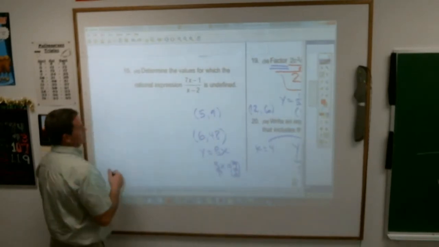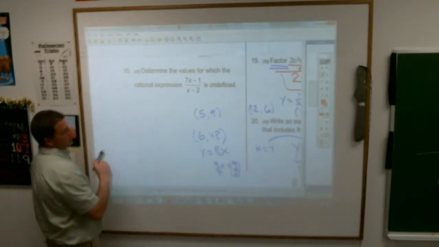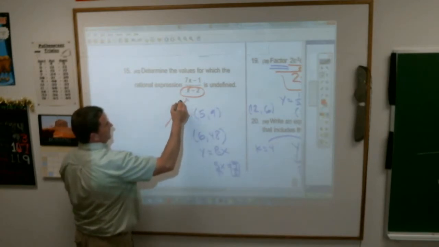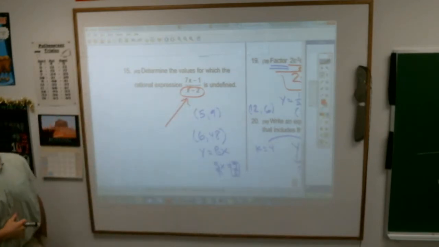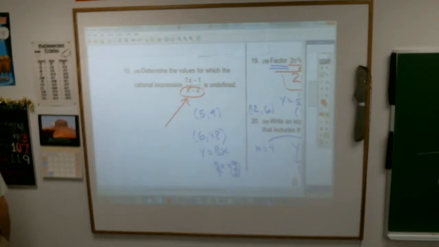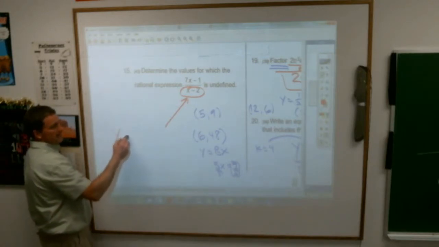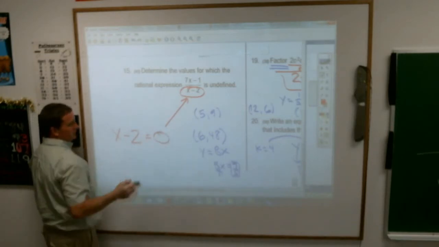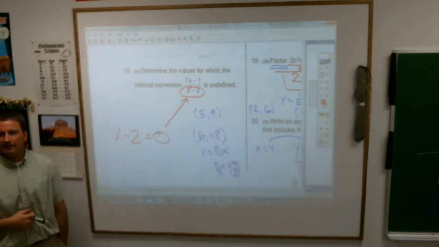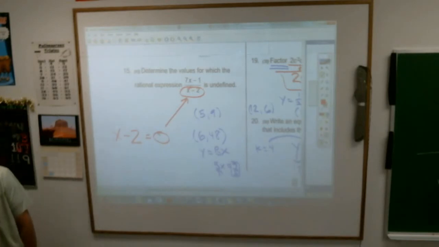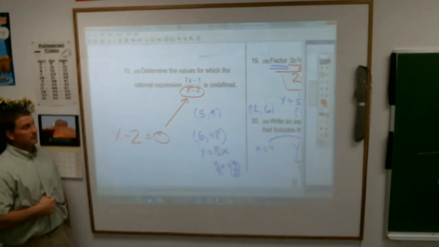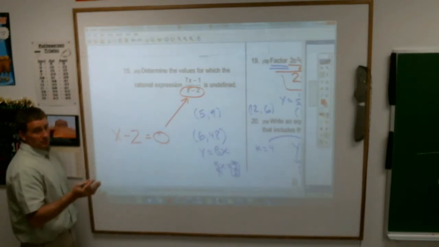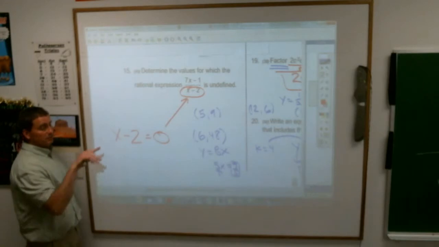When it asks you for which rational expressions is undefined, that means this, Kyle. This whole thing is undefined when the bottom of a fraction is 0. So if you have x minus 2, you want to know when that will be 0, because if it's 0, it can't happen because we're never allowed to divide by 0. You could probably do this in your head, or we could just do it as an equation and solve it. The top doesn't matter. Top can be anything. Top can be 0. You can divide 0 by something, but you can't divide something by 0.